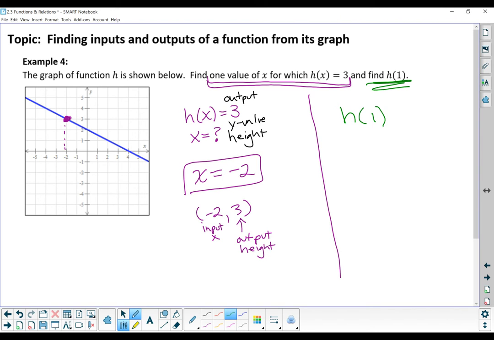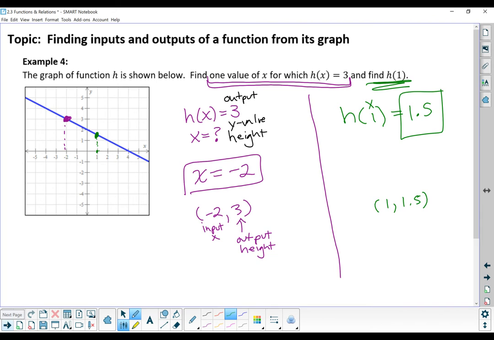For the second part, it says h of 1. Well, that is giving you the input. So we're figuring out, here's 1, the x value 1, the input 1. And it looks like the output of the function or the height of the function is about 1.5. And again, these definitely correspond to points on the graph. You just have to make sure you're finding either the x when you should find the x or find the y when you should find the y. So our answer here is 1.5.